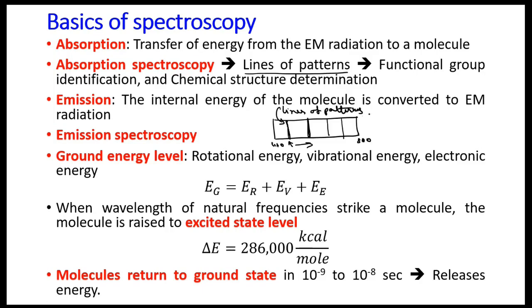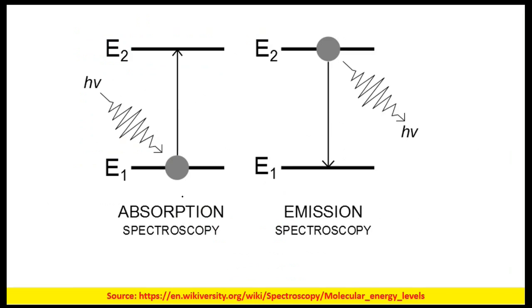And these lines of patterns are basically due to the absorption of specific wavelength electromagnetic radiations by the functional groups which are present in the chemical structure of the matter. Okay, and accordingly they are used. These lines of patterns are used for functional group identification and chemical structure determination.